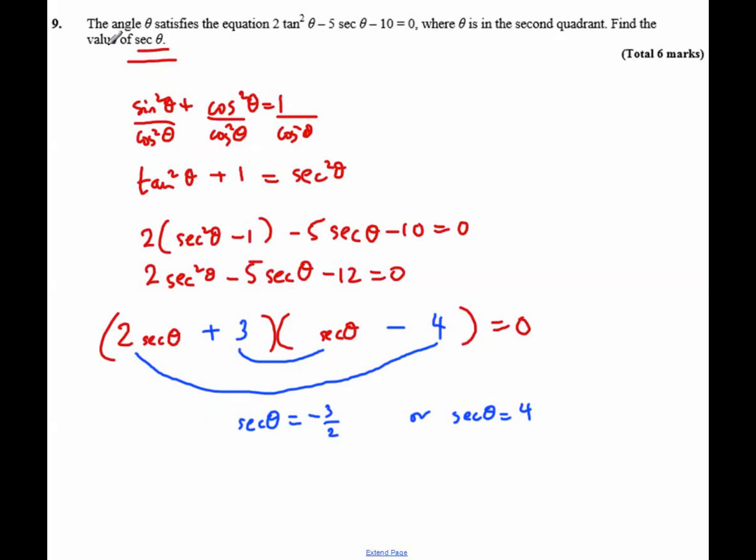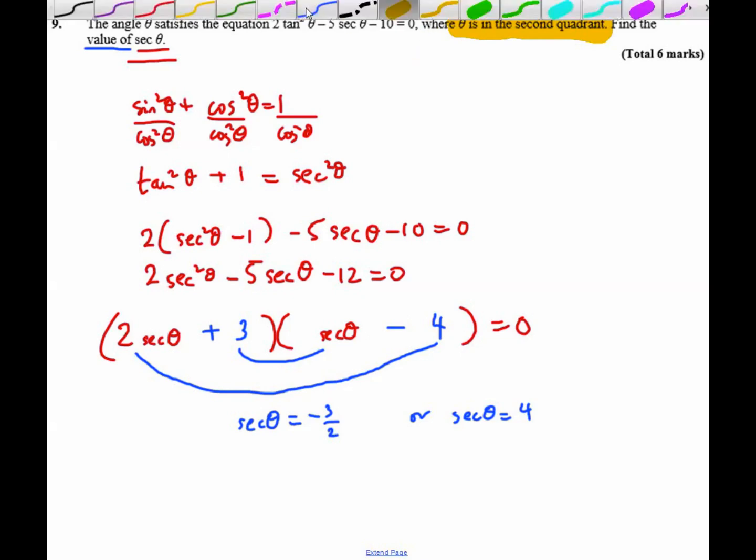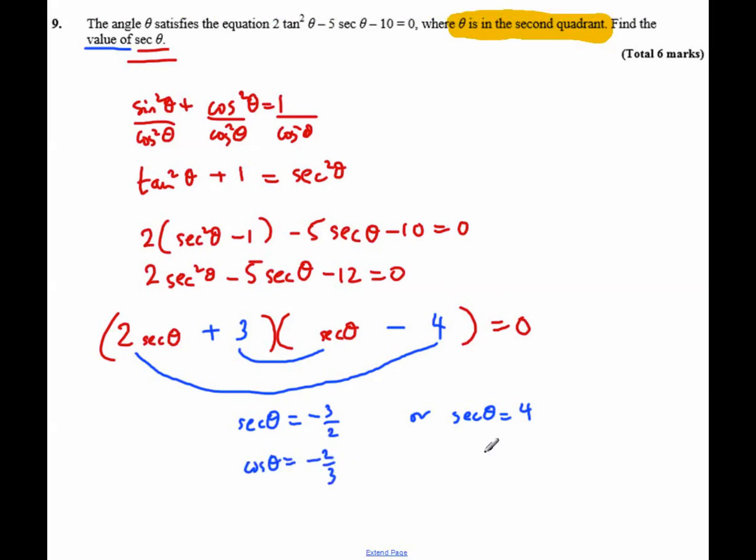Now, it says find the value of sec theta. So clearly, only one of these can be true. And if we scan back through the question, we see that theta is in the second quadrant. So maybe it's going to have something to do with what the signs of these are. Because if you think about the cos values, they're not a problem. This one is between 1 and minus 1. This one is between 1 and minus 1. So it's not going to be about saying, oh, cos is more than 1, which is impossible.